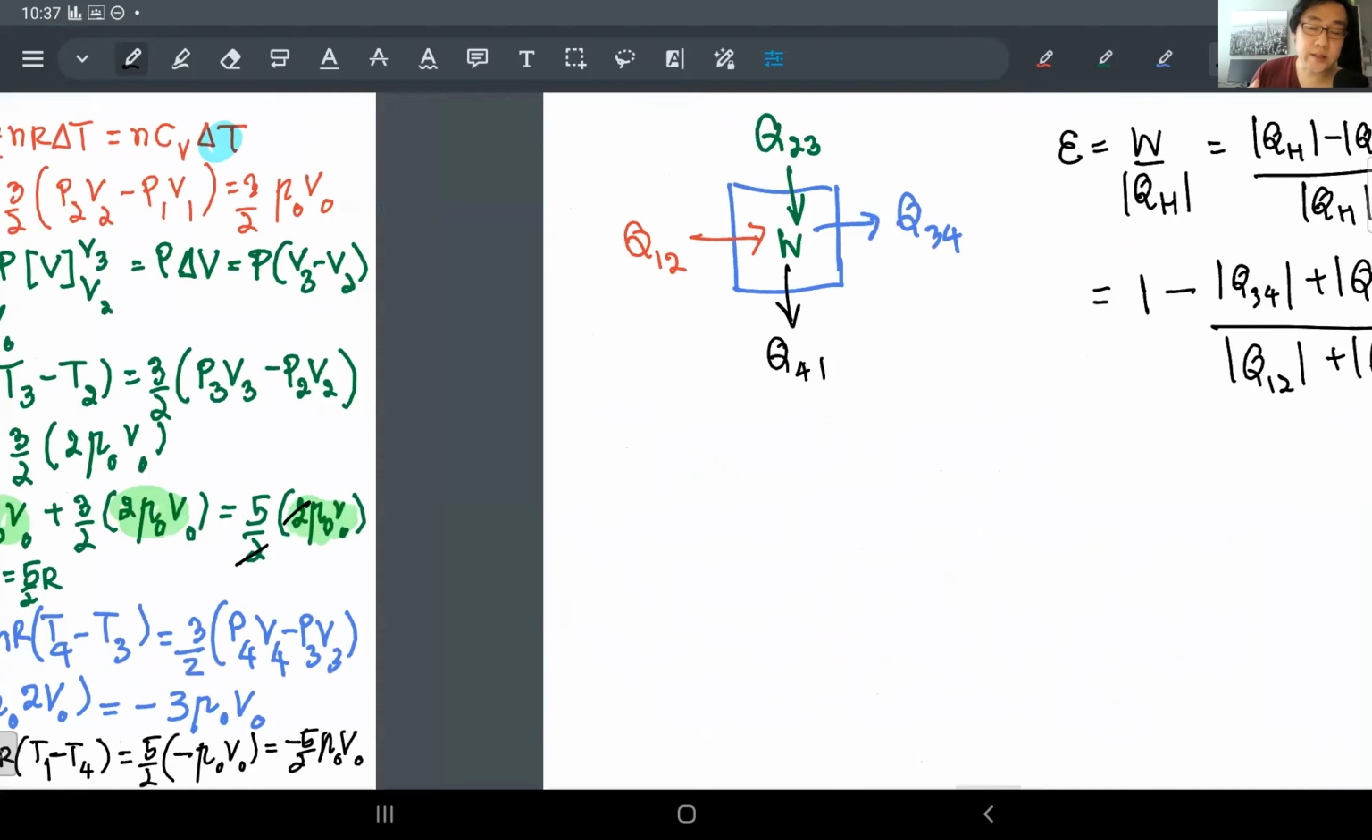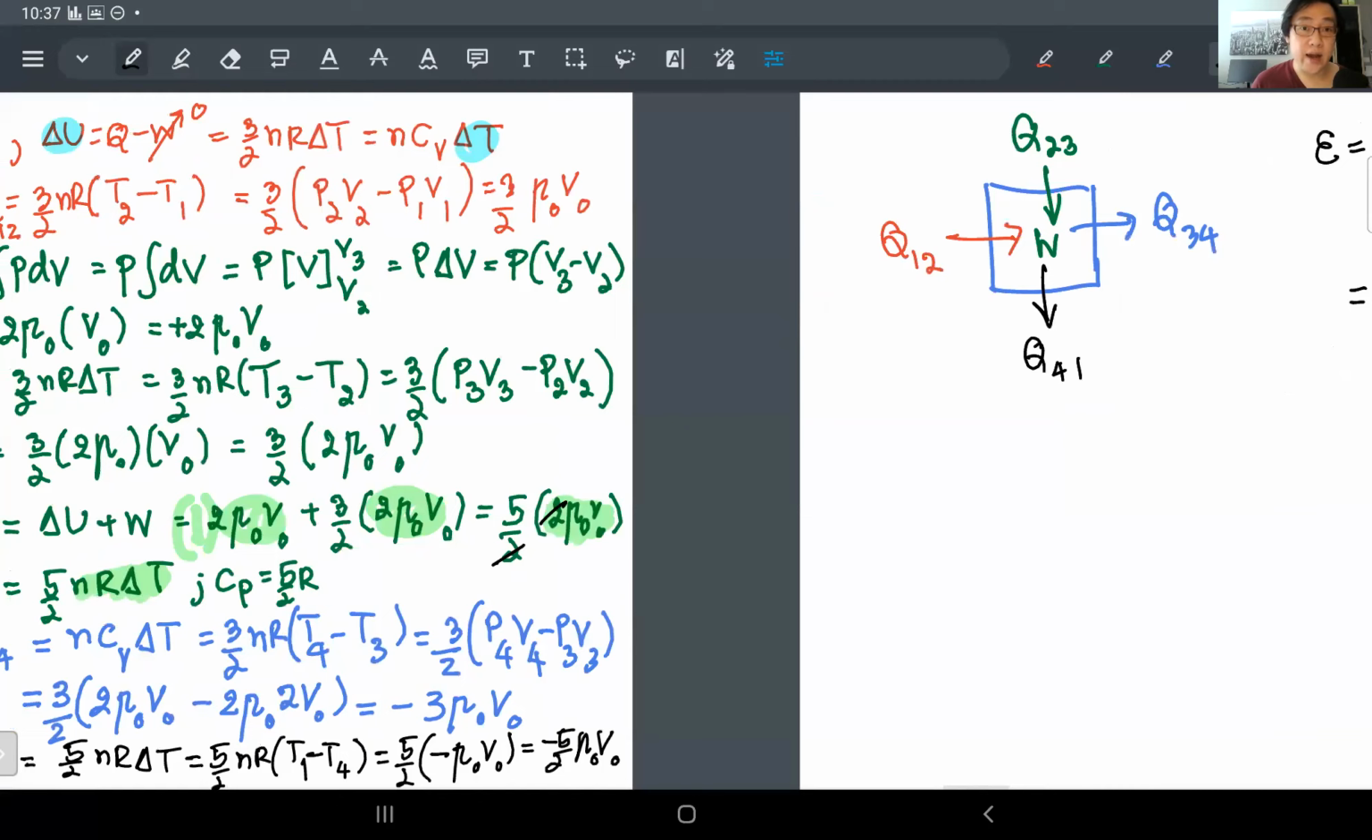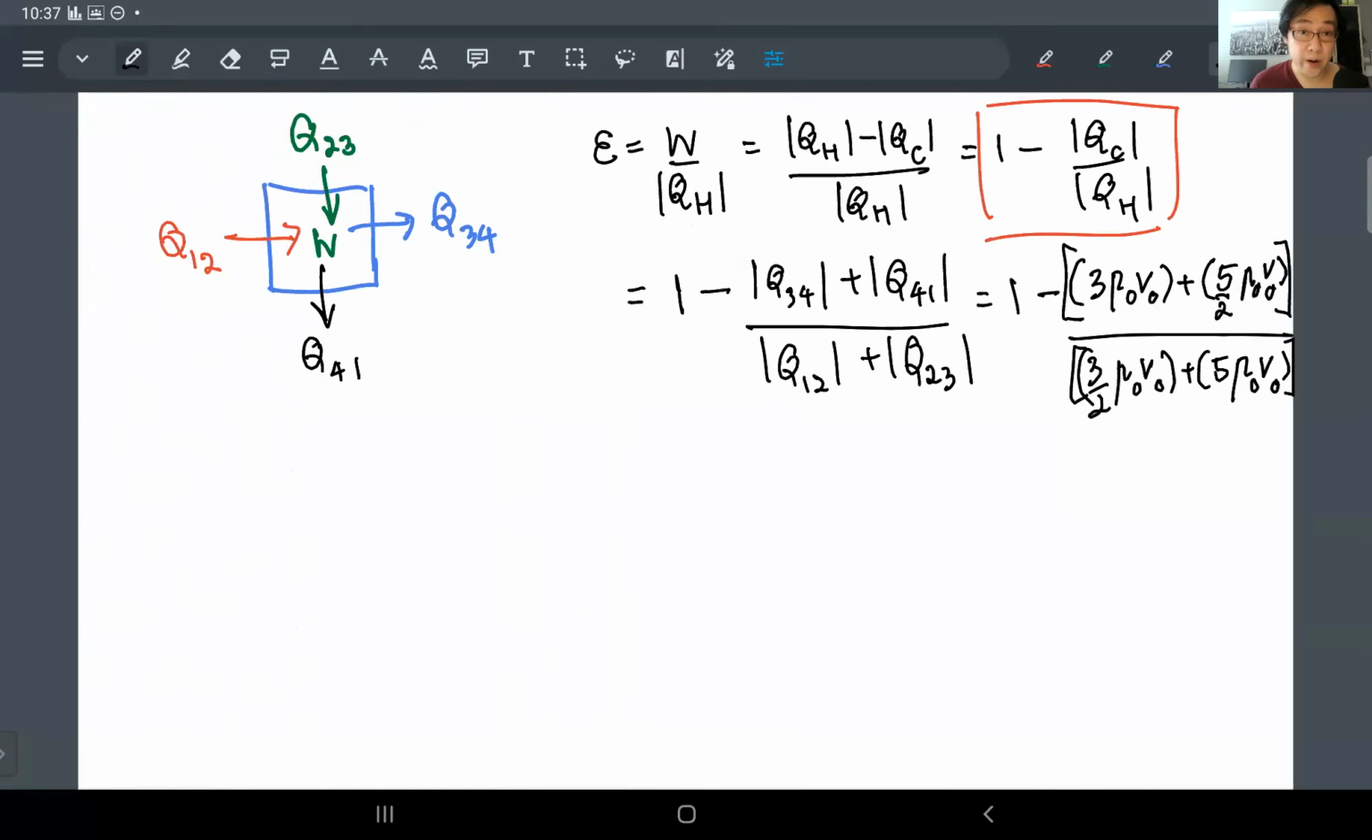One thing that you have to notice: never, ever, when you're calculating the efficiency, do you end up with something that's not just a pure number. You guys with me? Efficiency must have no units. So you're supposed to get just a pure number.